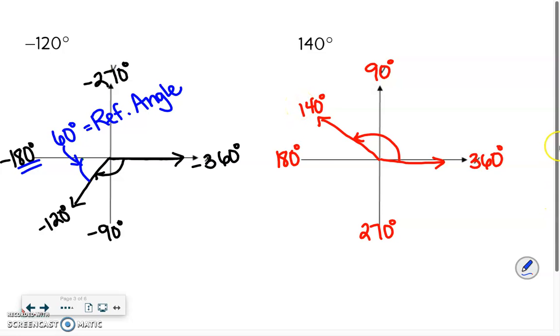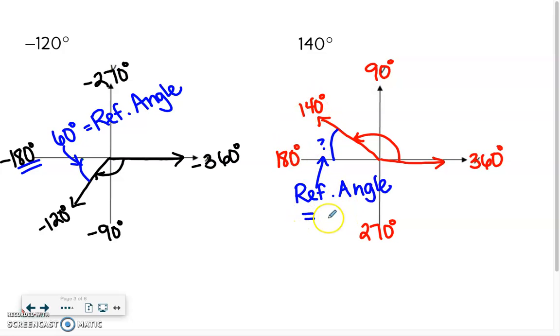And then what's your reference angle? So again, distance from that mark to the x-axis is how much? Okay, this time I'm at 140. The x-axis is at 180. How much further do I need to go in degree measurement? I need to go another 40 degrees.